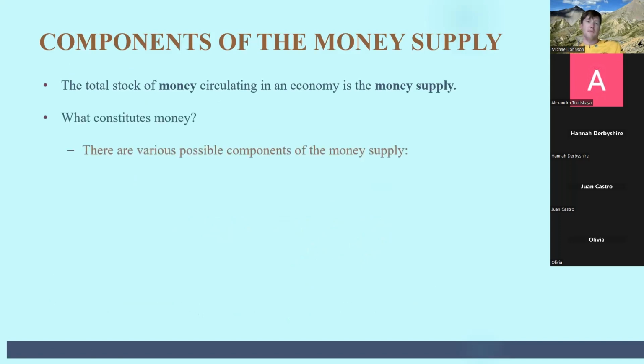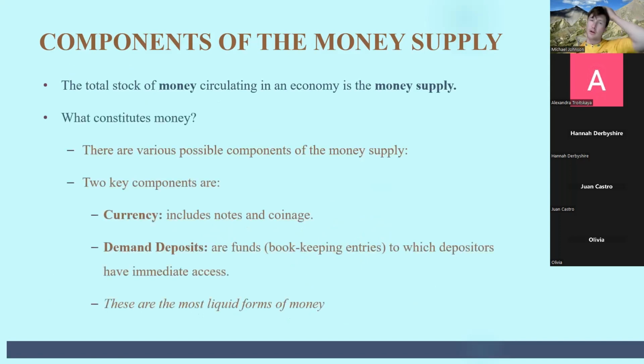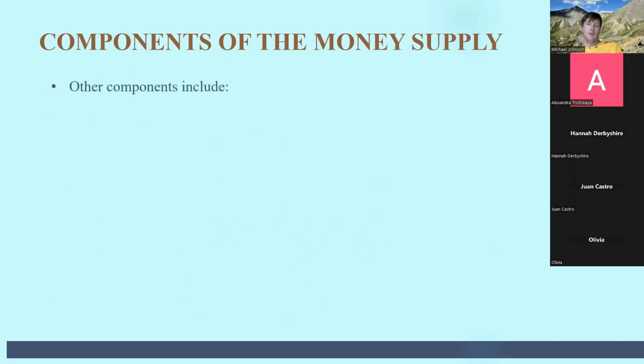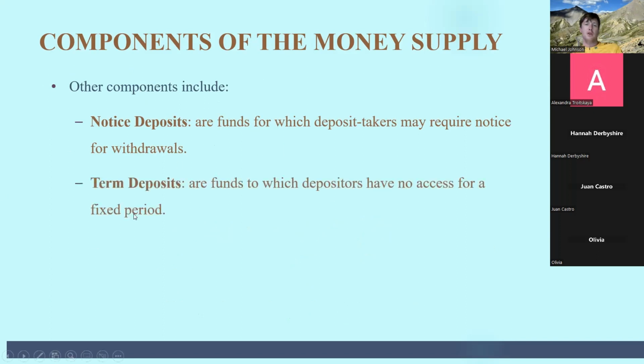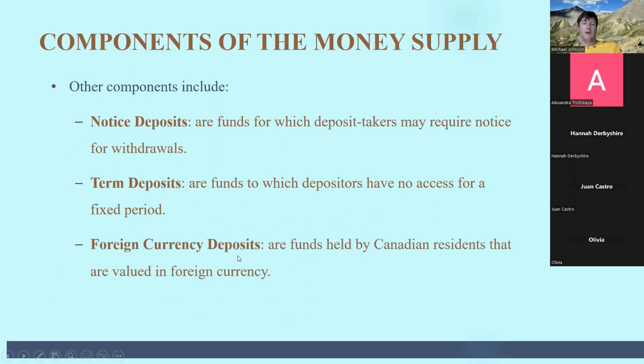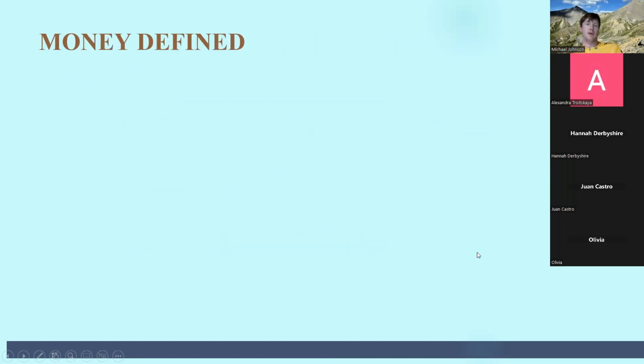What constitutes money? Currency is part of money, and demand deposits. They're funds that you get immediate access to, so you can just take it out of your bank at any time. You can withdraw it at any time. Other components include notice deposits, where you need a notice to withdraw. Term deposits, you have no access for a fixed period. Foreign currency deposits are funds held by Canadian residents that are valued in foreign currency.